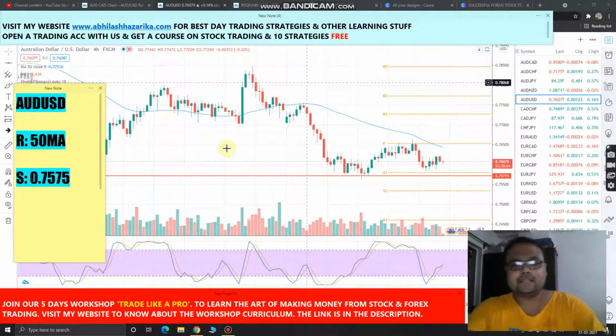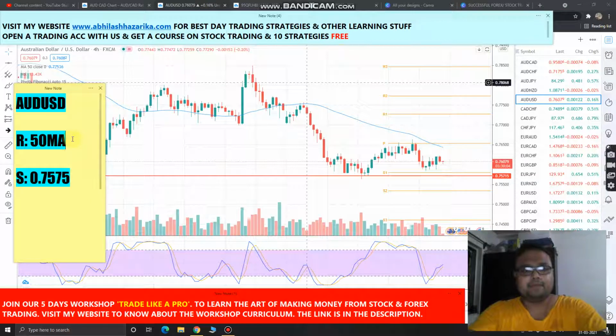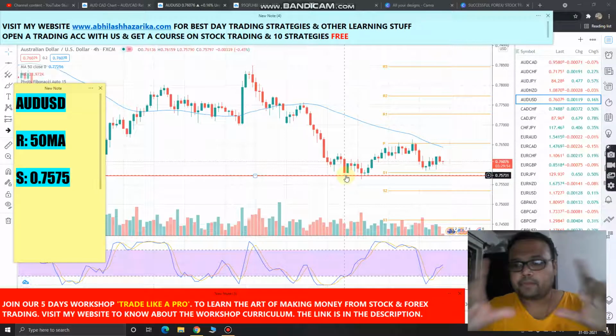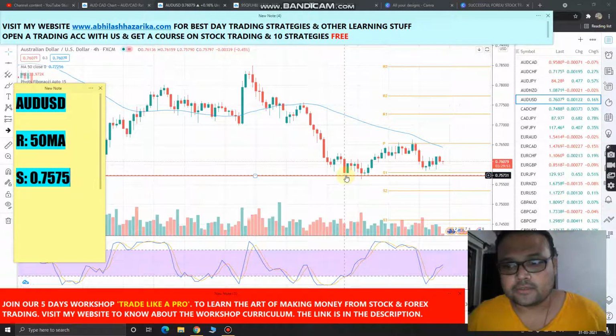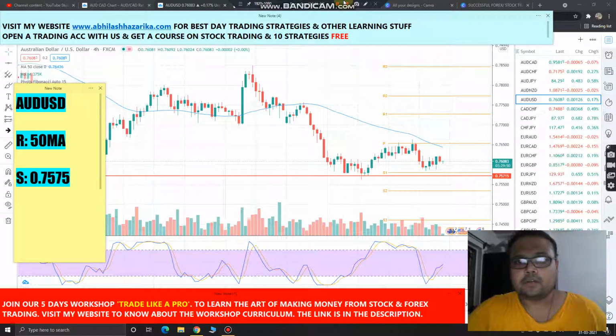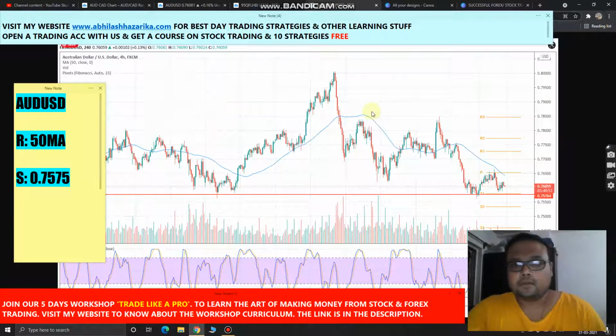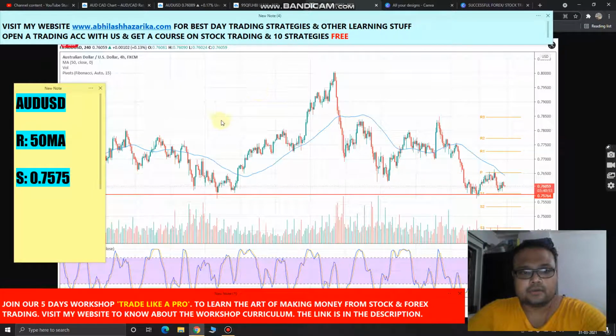You can see that I have already mentioned the 50 moving average as the resistance and 0.7575 as the support. So this is the present chart of Australian dollar US dollar. Let me take you to the chart. As you can see, this is the chart of Australian dollar US dollar from January.